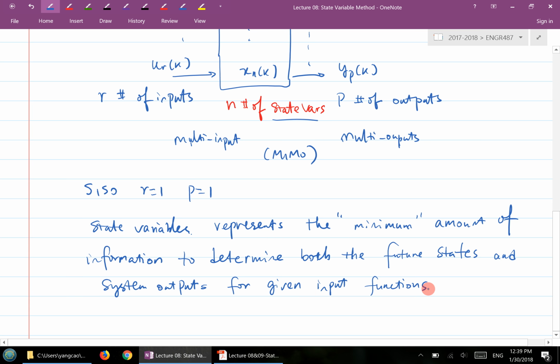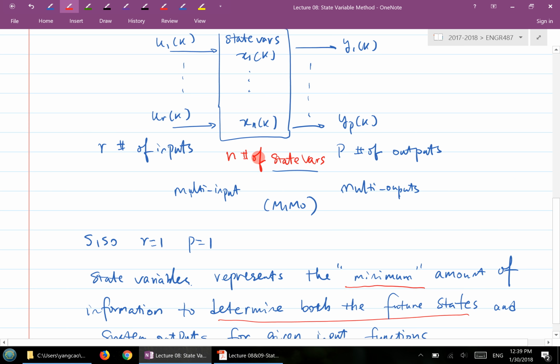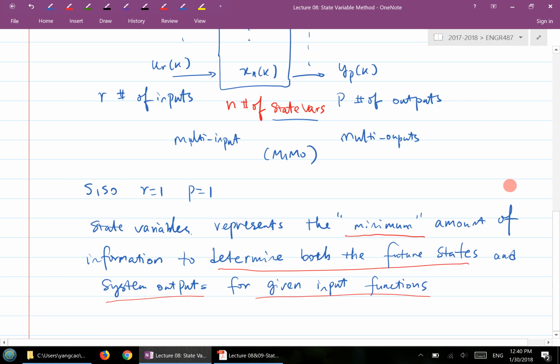The keyword here is minimum, and the other is determine both the future state and the system outputs for given input functions. So essentially the point is, you have a system, how many states should we pick? Should we pick 1, 2, or 3, and why do you pick that number? The idea is you don't pick too many, or a redundant number of state variables. You only pick the minimum.